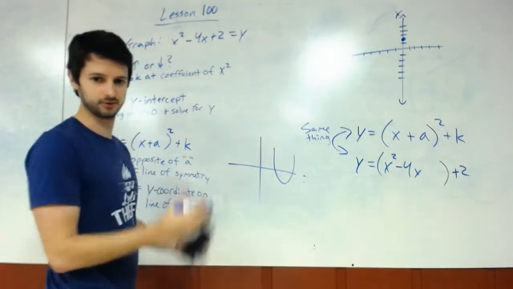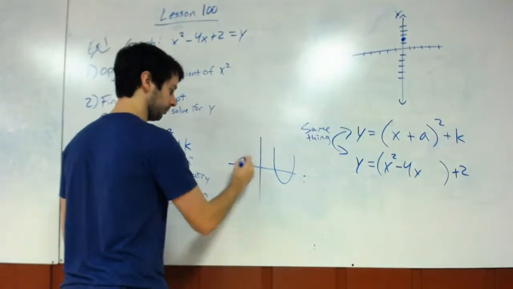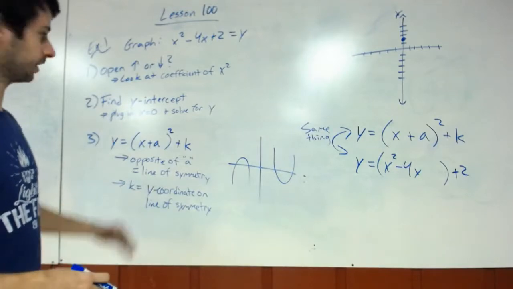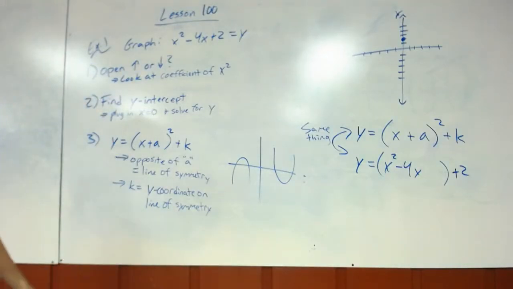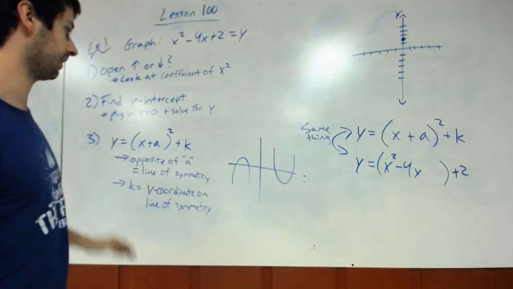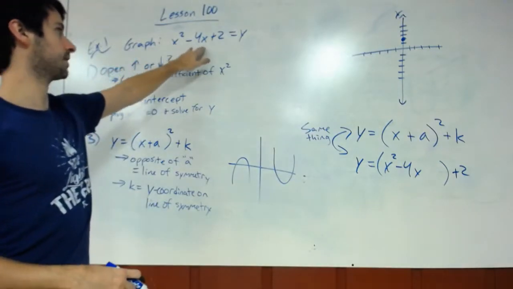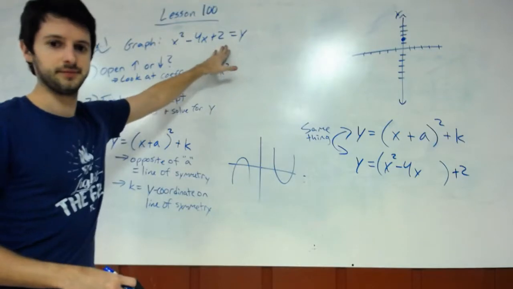Real quick, overall picture is a parabola. Looks something like that. It's a curved line. It can go upward or it can go downward. Now, we're going to look at this kind of as a three-part series here and figure out one step at a time. But what we are trying to graph is x squared minus 4x plus 2 equals y.